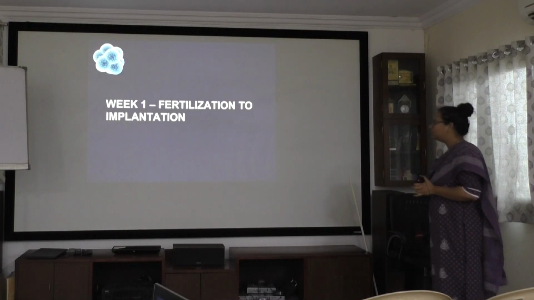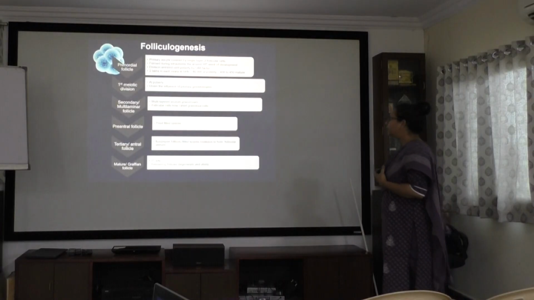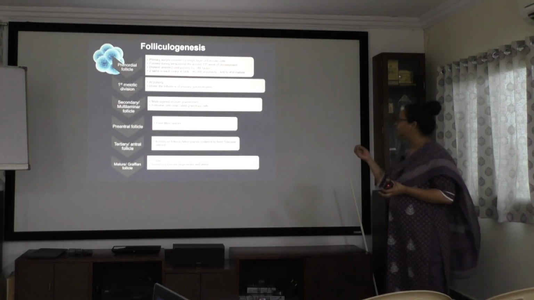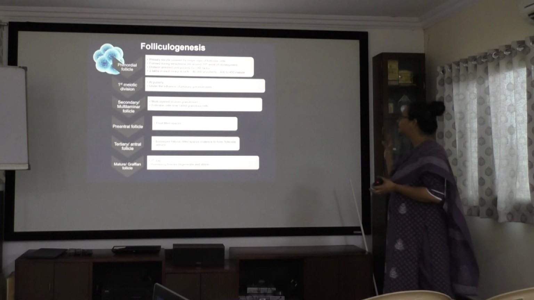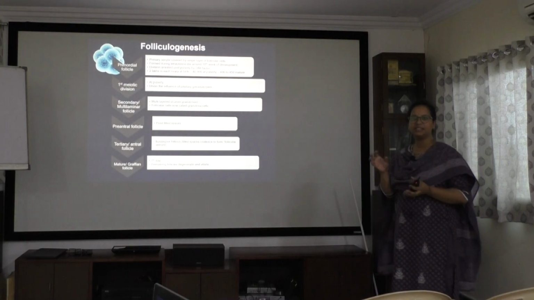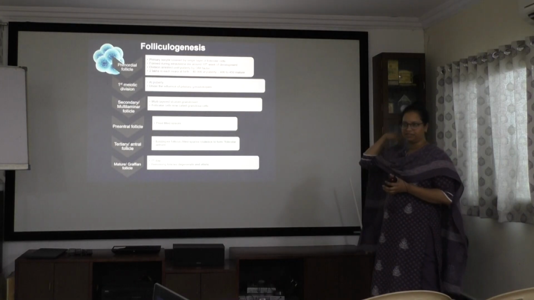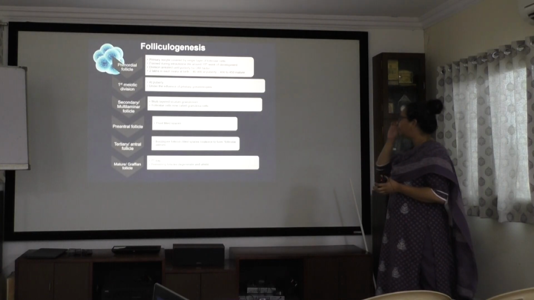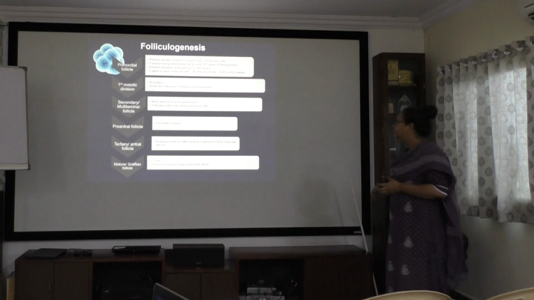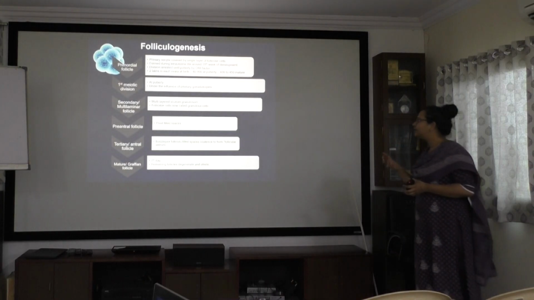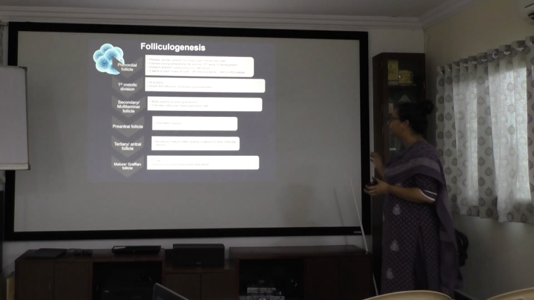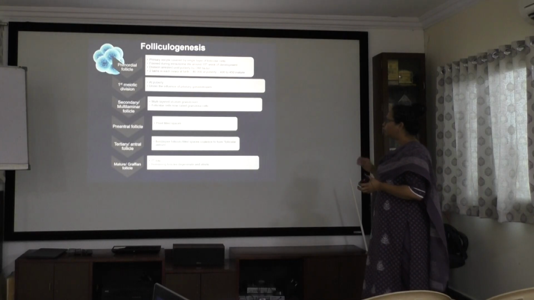Week 1, fertilization to implantation. A brief note on folliculogenesis. The ovum is released from the primary oocyte covered by a single layer of follicular cells. This development occurs in the intrauterine period of a female, formed during intrauterine life at around the 10th week of development. Further division is arrested until puberty due to oocyte maturation inhibiting factors. There are around 2 lakh primary oocytes in each ovary at birth.